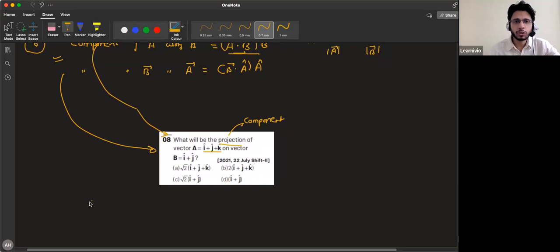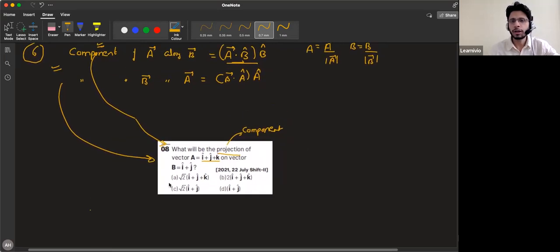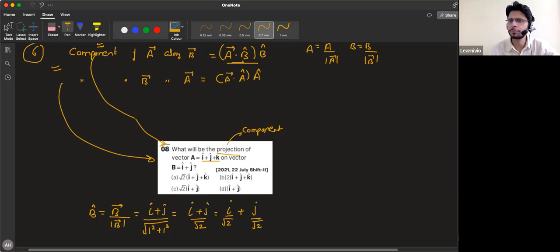Okay, so let's do it. I need A dot B cap into B cap. So let's first calculate B cap. B cap is vector B divided by the magnitude of vector B. Vector B is I cap plus J cap. The magnitude of vector B is the square root of 1 square plus 1 square. So this is I cap plus J cap by root 2, or you can write it as I cap by root 2 plus J cap by root 2. This is your unit vector B cap.